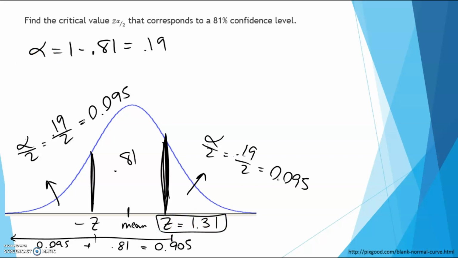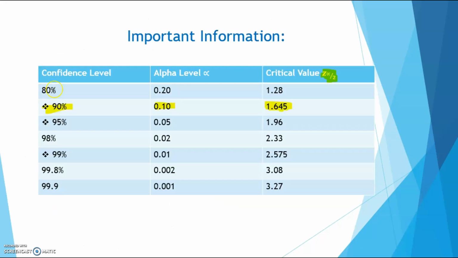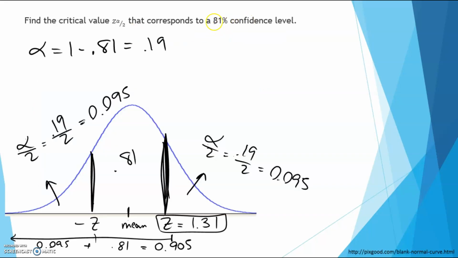That's the critical value for a confidence level of 81, which is pretty close. If it was confidence level 80, their critical value was 1.28. If it's 81, then the critical value is 1.31. They're pretty close to each other.